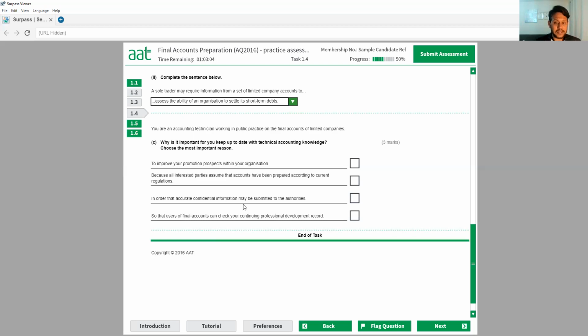Because all interested parties assume that accounts have been prepared according to the current regulations. So this is the main purpose for that. We cannot follow the old regulations. For example, if I qualified 5 years ago, all the information I have in my head is from 5 years back. So I don't have any current legislation. For that reason, I have to keep myself up to date. So with any information that is relevant to this year, I can prepare the accounts based on that information, not 5 years back.